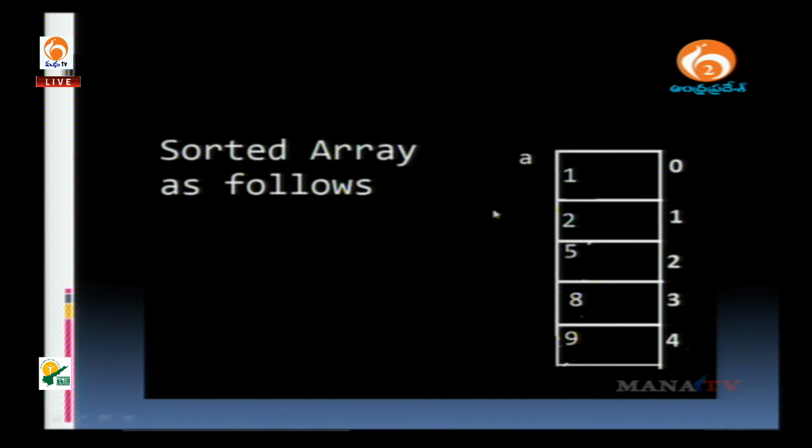for loop. Now we have sorted successfully, and the array is 1 2 5 8 9.